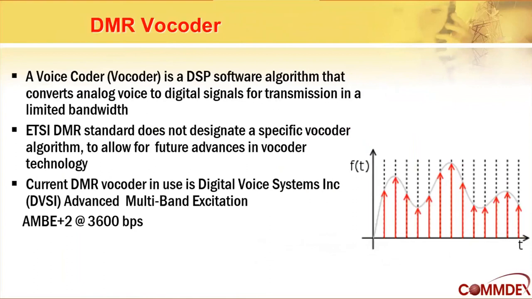The vocoder, as we said, was the device or the software that turns voice into digital. When it was first created, no specific vocoder was mentioned, and they would allow whatever the current technology could be used, and that's currently called the AMBE+2 vocoder, which operates at 3600 for the voice to data conversion.